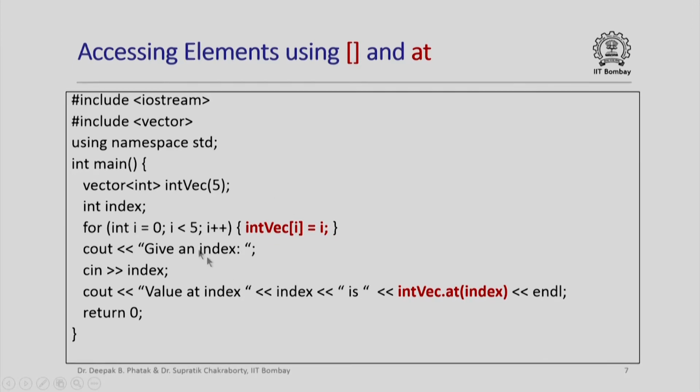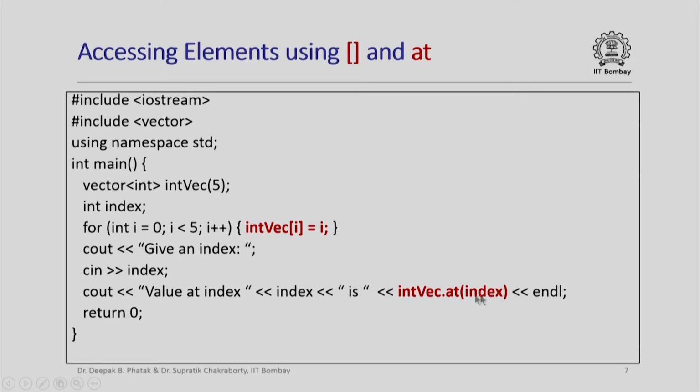So, here in the simple program, I have allocated a vector of integers of size 5. I have stored 0, 1, 2, 3, 4 in the 5 elements of that vector, and then I am asking for an index, and whatever index is provided as input, I am going to read the value of the vector at that index using the at member function.